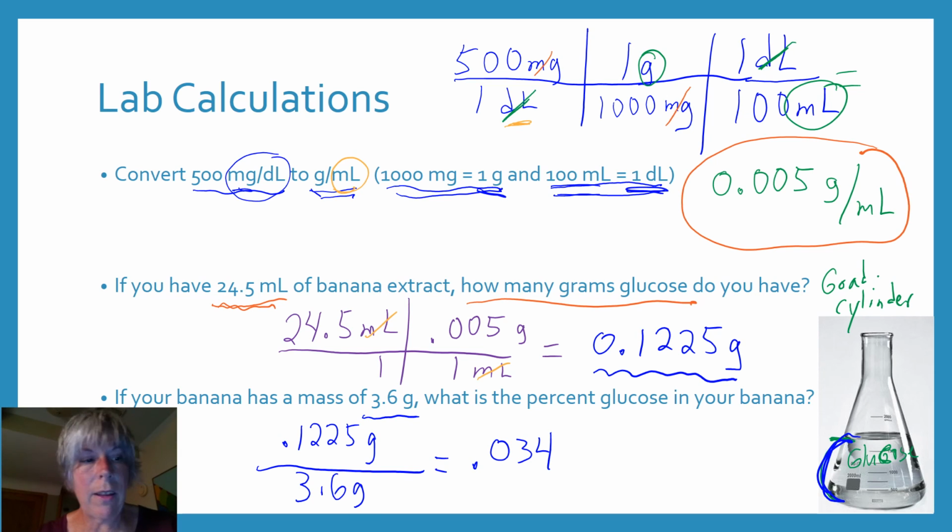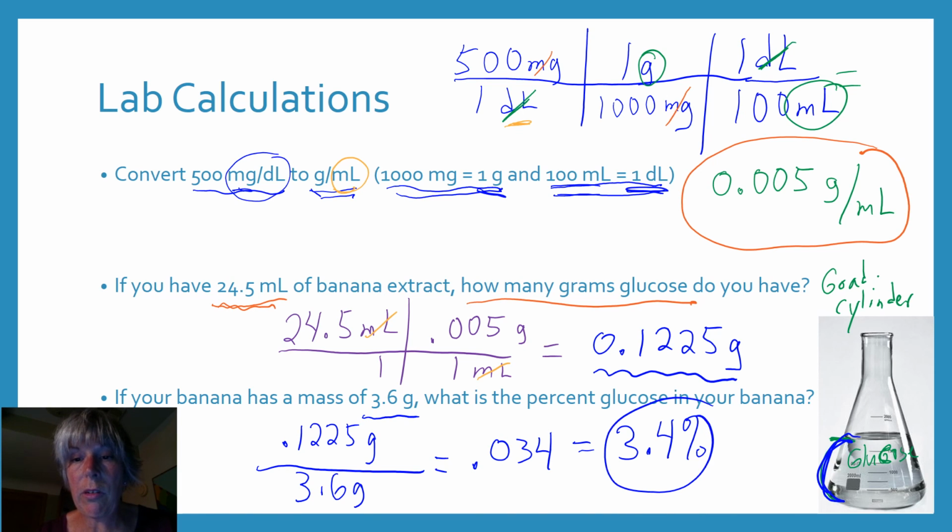0.034 something. I had it on my calculator and unfortunately it's gone right now, but I remember it was 0.034 something. So then to change that to a percent, move the decimal point 2 places to the right, and I end up getting 3.4% glucose in my banana.